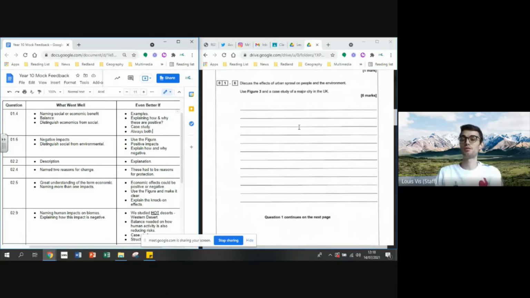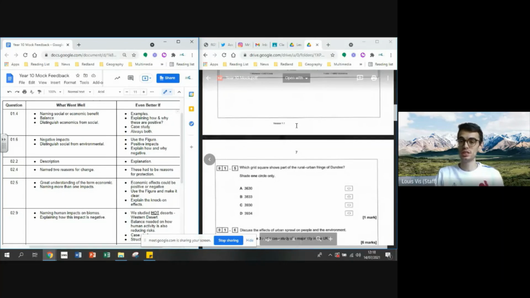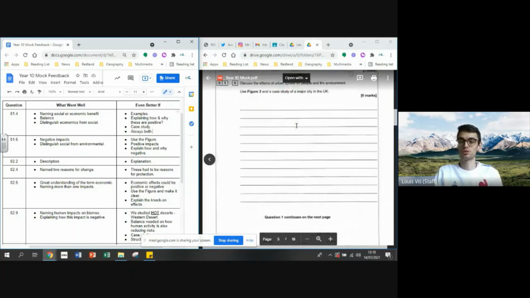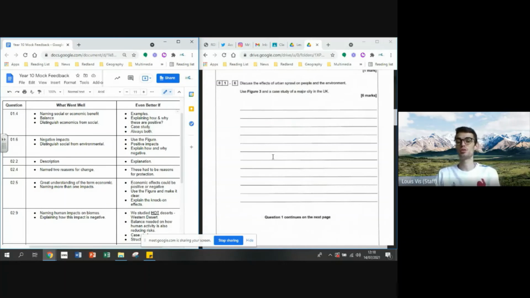And please use the figure. It says use Figure 3. So if you don't use Figure 3, there's no way you can get 5 or 6 marks. You have to say, in Figure 3, I see. And you have to use a case study. In this case, you had Dundee in the map, or London or Bristol, which we studied in class. So make sure you're using an example, use the figure, and just explain in more depth your positive or negative impacts of urban sprawl.